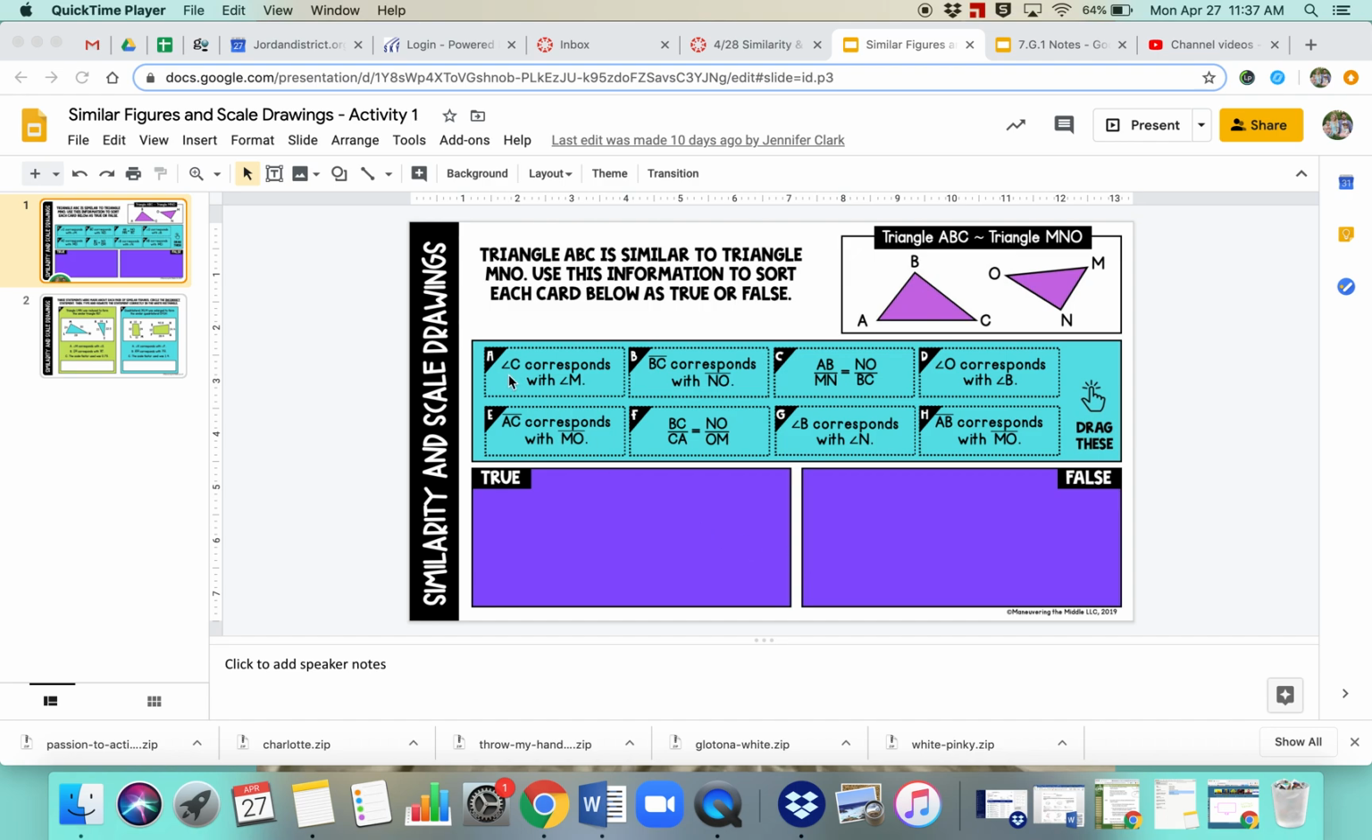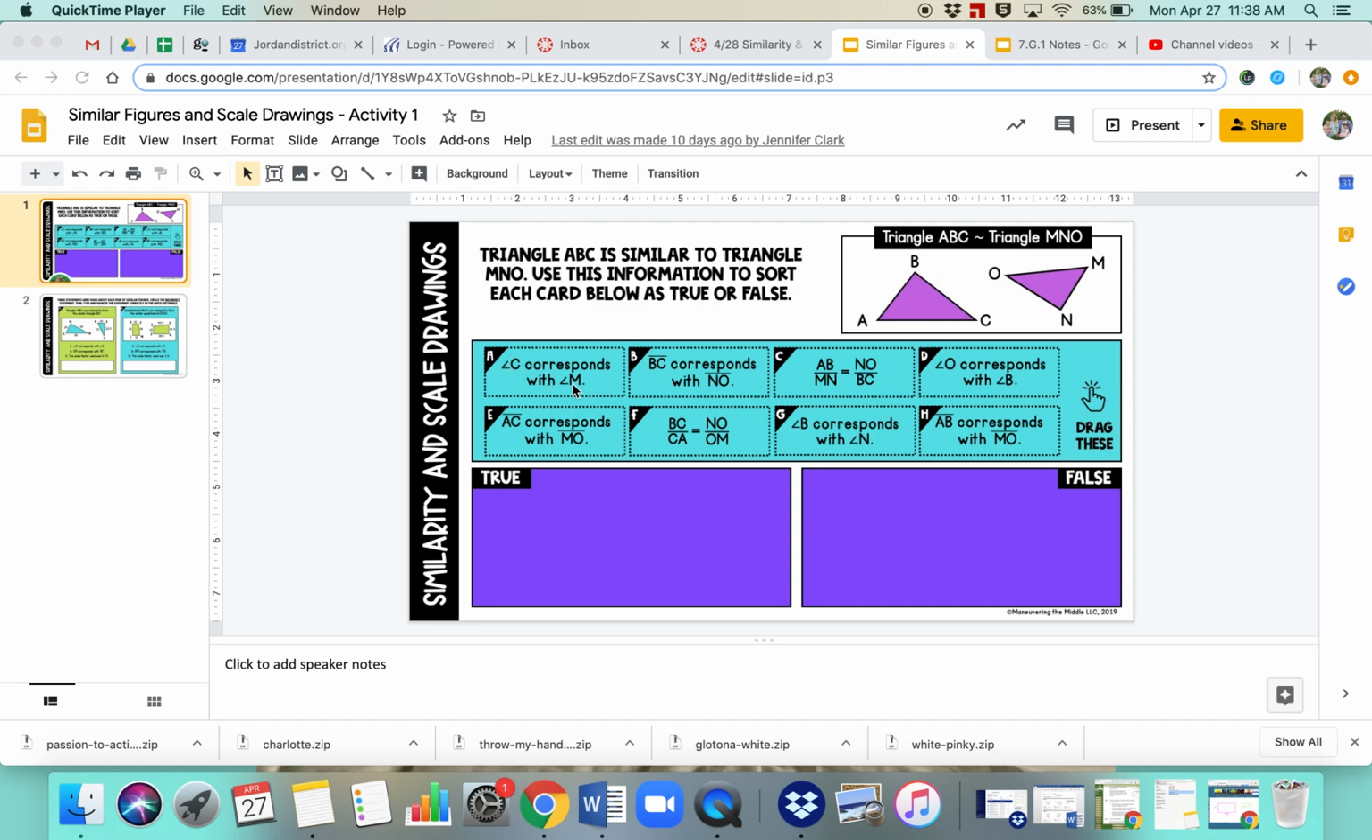Angle C corresponds with angle M. C and M, well, maybe, I don't know. So what you would then do is look at how the triangles are named: A, B, C, M, N, O. The first angle should line up with the first angle. So A and M, B and N, C and O.